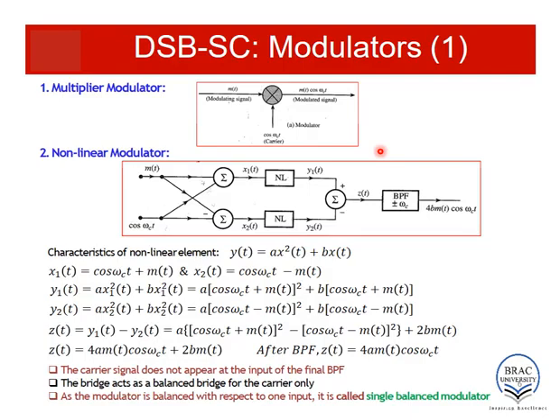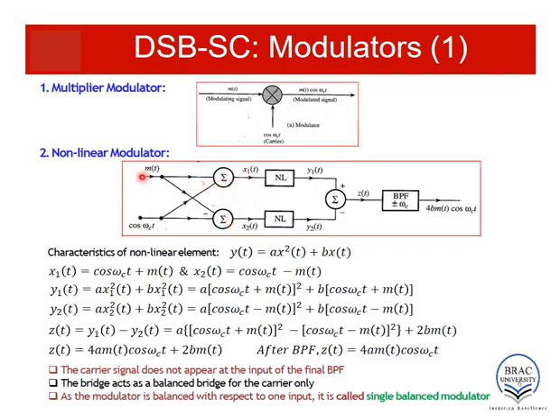Let's talk about another type of modulator, which is the non-linear modulator. The block diagram may seem a bit intimidating, but let me explain what is happening here. As usual, there are two inputs. First one is the message m(t), another one is the carrier, or cos ωct. Then there are two summer blocks. This summer block sums the two inputs it receives.